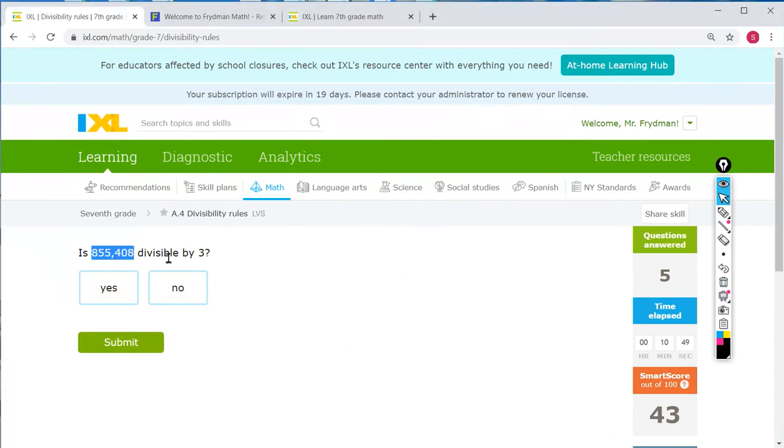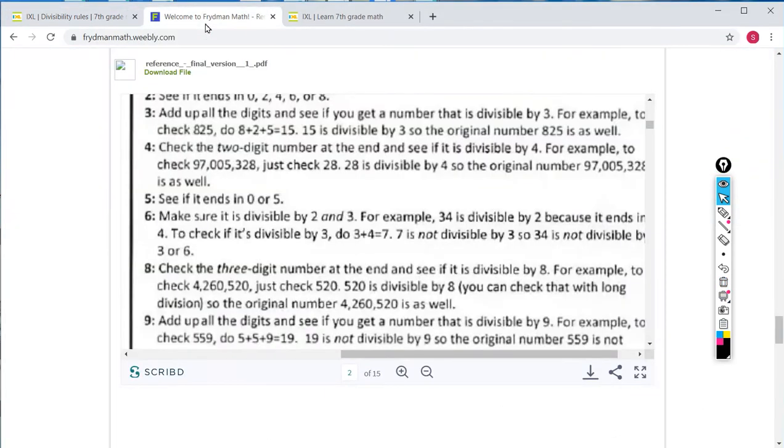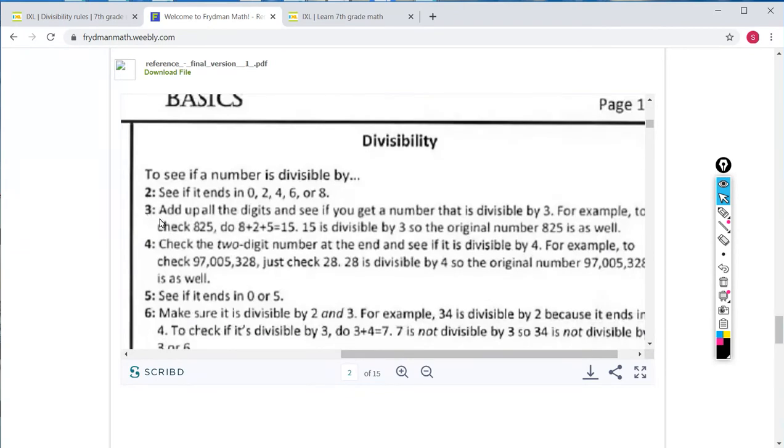Okay, is this number divisible by 3? Going back to these rules, the rule for 3 is actually very similar to the rule for 9. We add up all the digits and see if we get a number that is divisible by 3. For example, to check the number 825, we do 8 plus 2 plus 5, which is equal to 15. And 15 is divisible by 3. 3 goes into 15 5 times, as you know. So the original number, 825, is also divisible by 3 according to this rule.